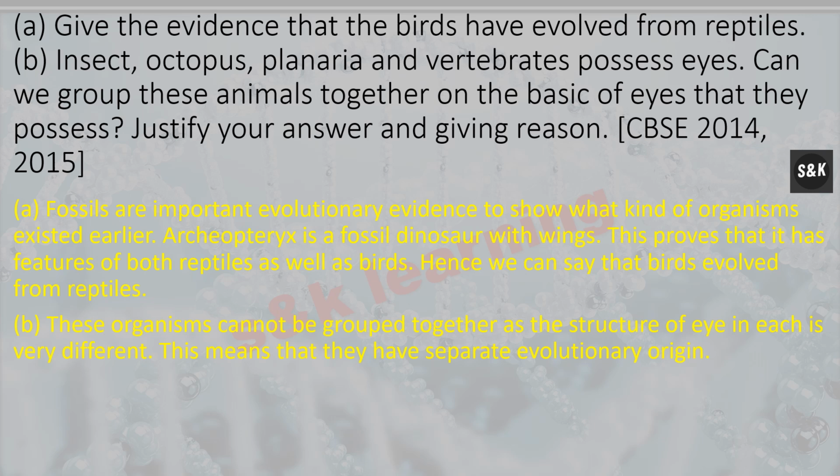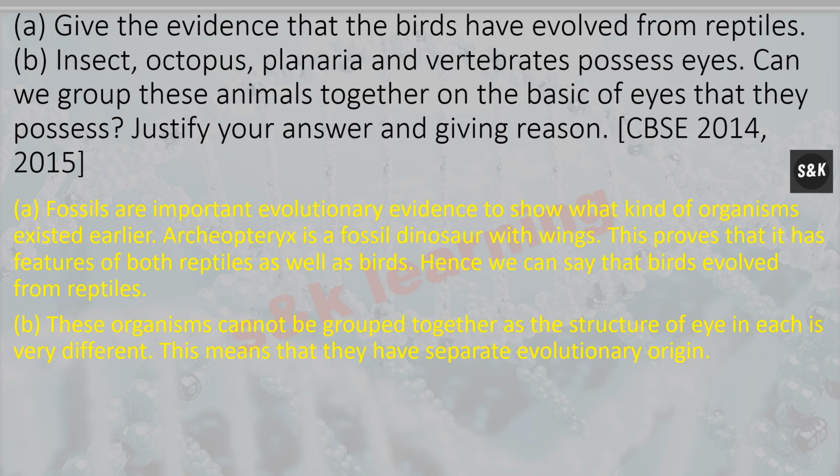Give the evidence that birds have evolved from reptiles. Fossils are important evolutionary evidence to show what kind of organisms existed earlier. Archaeopteryx is a fossil dinosaur with wings. This proves that it has features of both reptile as well as wings. Hence, we can say that birds evolved from reptiles.